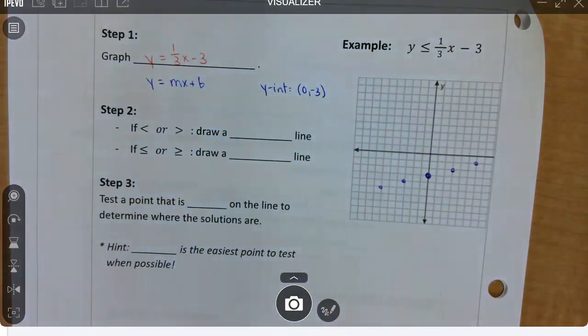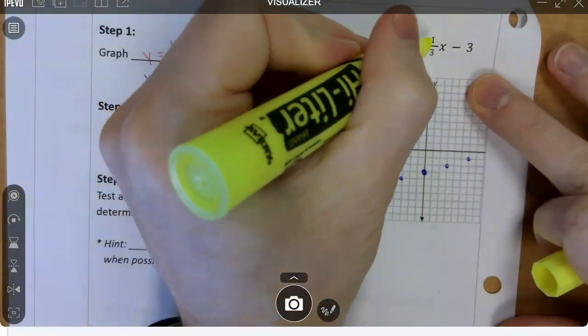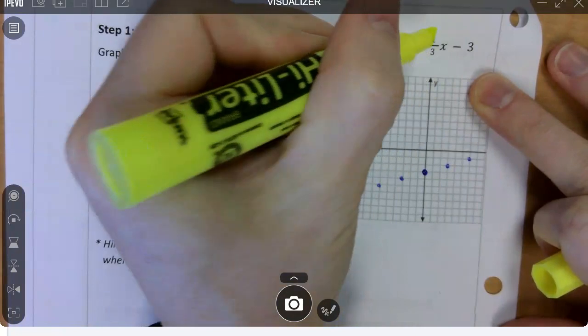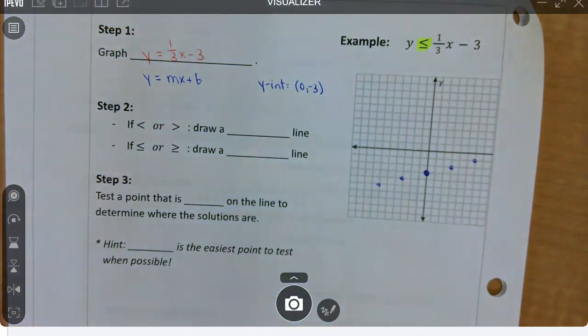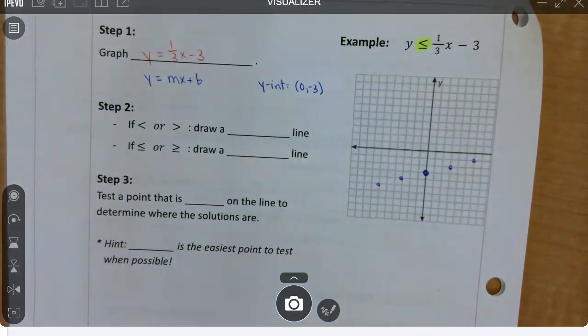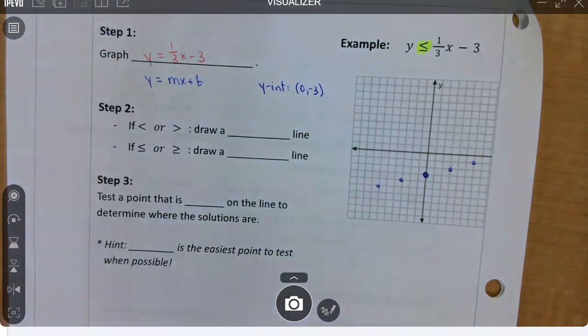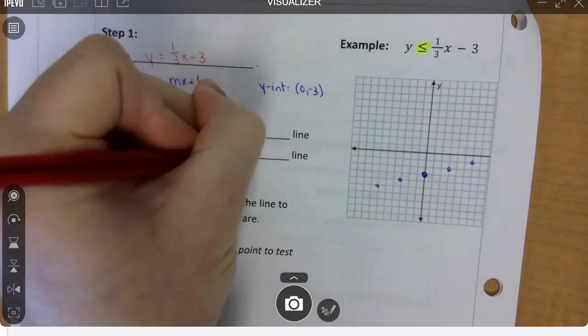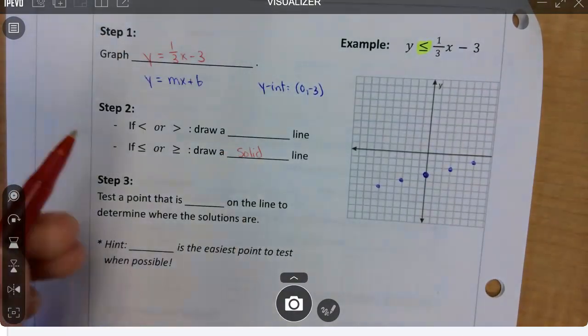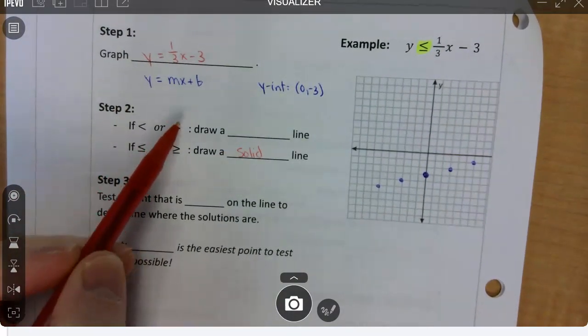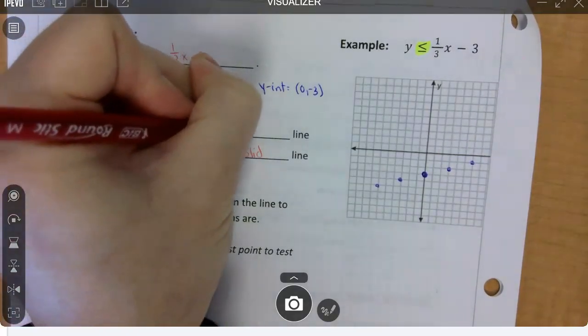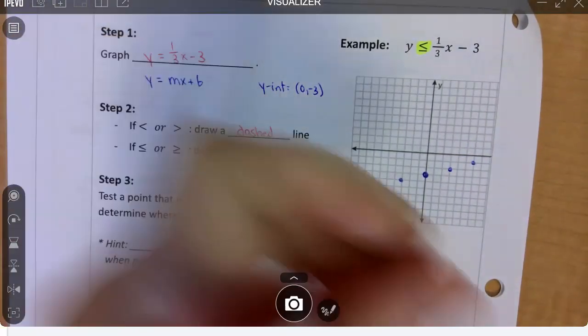Now, I don't want to just connect the points yet. I have to recognize, well, what inequality sign was I using? And so this one was less than or equal to. Okay? Well, when you have a less than or equal to or a greater than or equal to, it's going to be a solid line. If it was only less than or only greater than, that's going to be a dashed line.